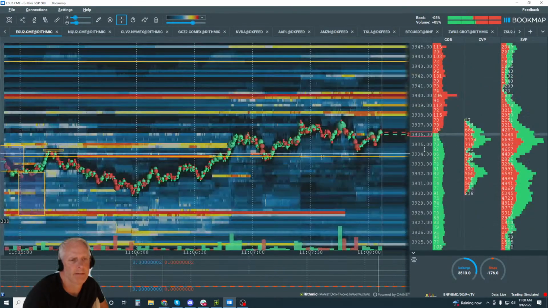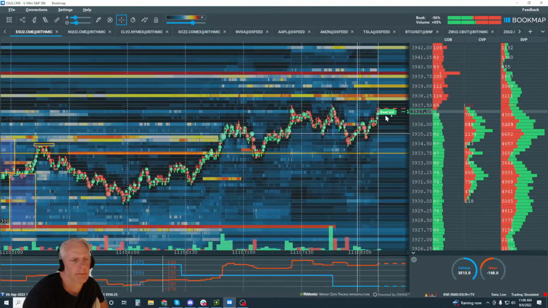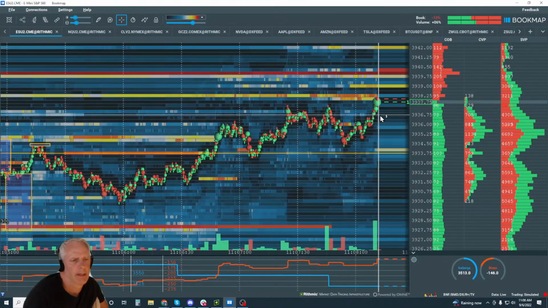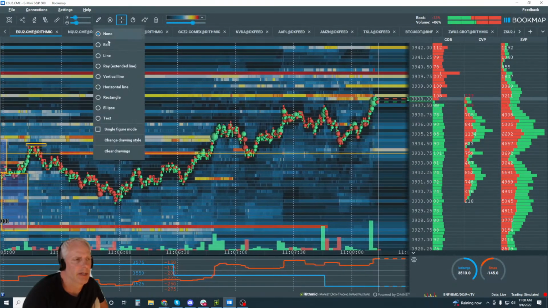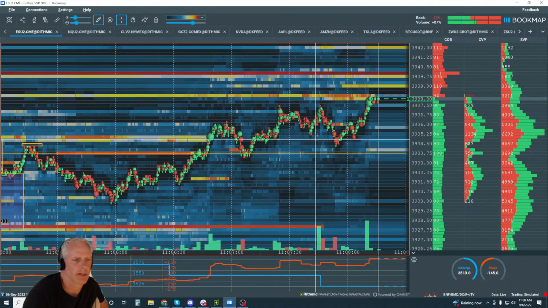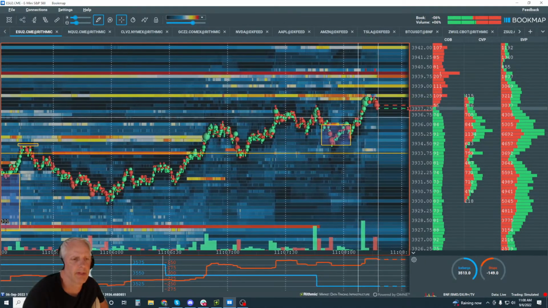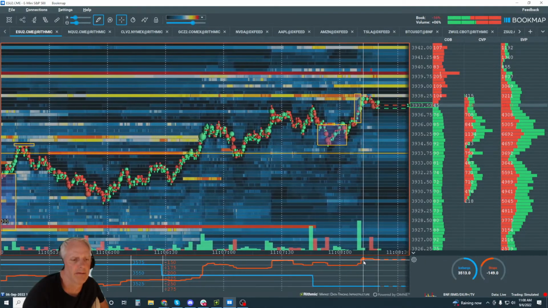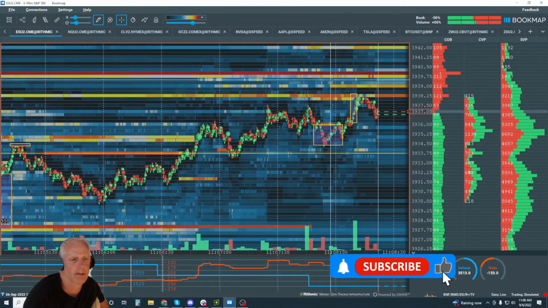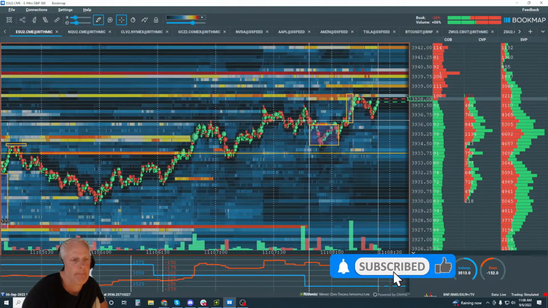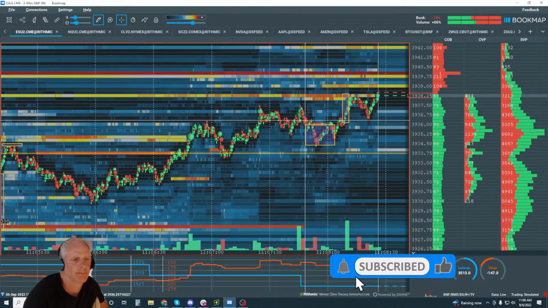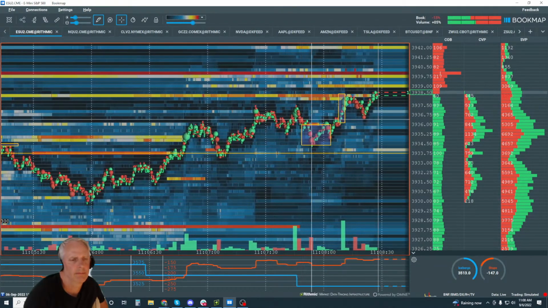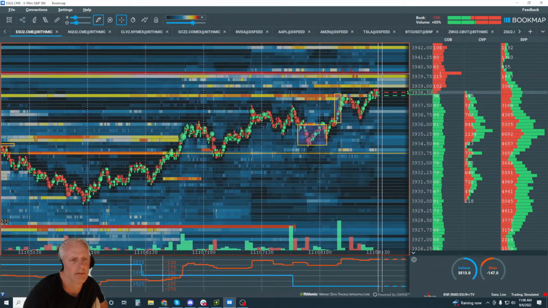Okay, so let's zoom in. Okay, there it is, guys. These are again traps. Start to understand these areas and then look for stop runs like this up above. Okay, and you can see a small one here. Looking for 40.